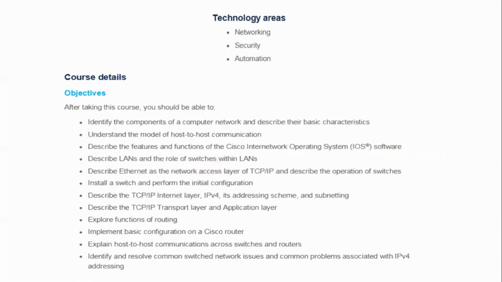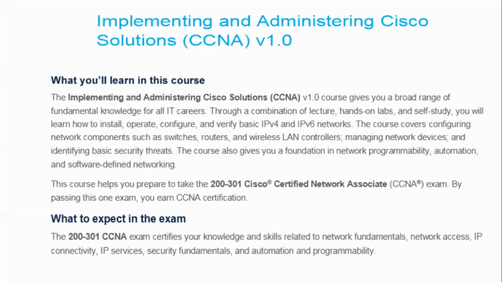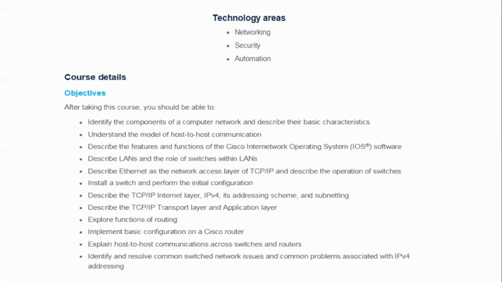So now I will talk about what, by doing this course, you will be able to do: identify the components of computer networks like VLANs, switches, routers, hubs. You know why we use a router, why we use switches, and nowadays there are layer 3 switches which can work as a router. So what is the requirement of a router then?